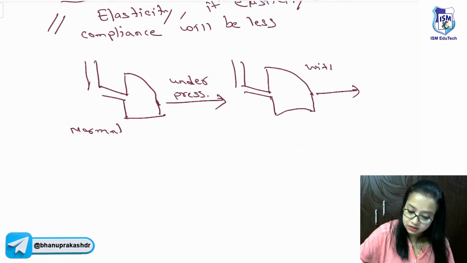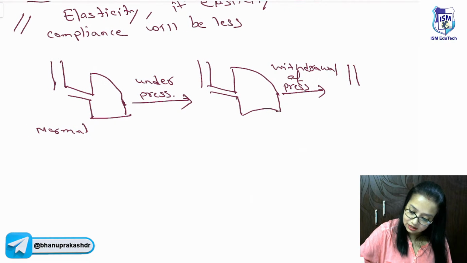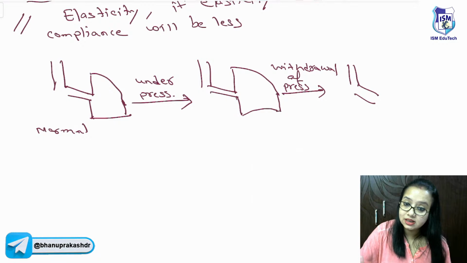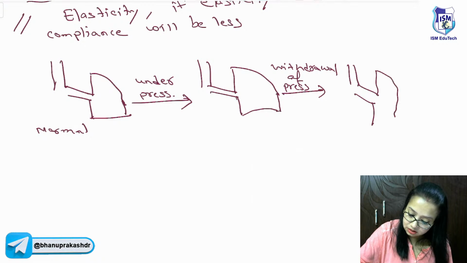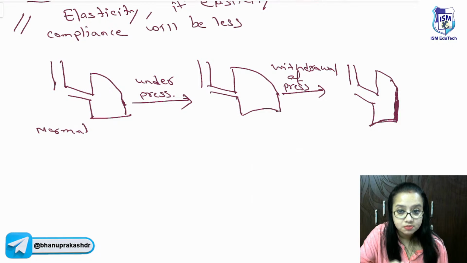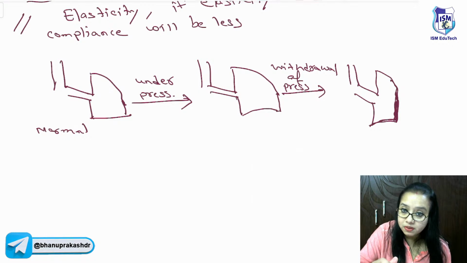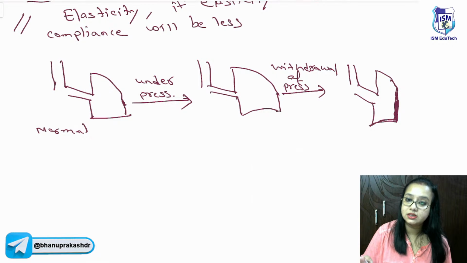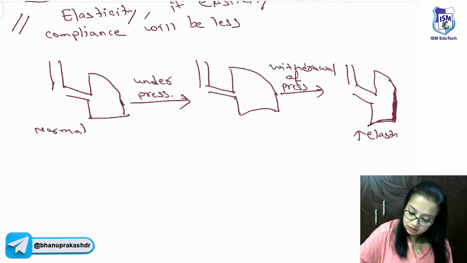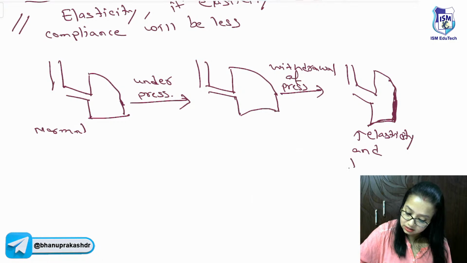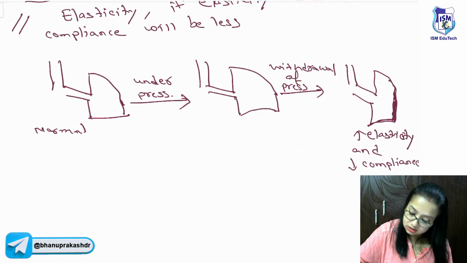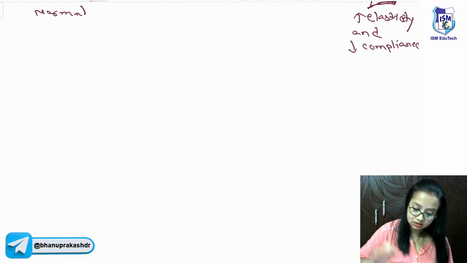Again, after withdrawal of pressure, means during expiration, the lungs should come back to its normal position like this. Instead, maybe due to some reason, the elasticity becomes more and the lungs come back more than its normal condition. That means the compliance has become less. Whenever there is increase in the elasticity, then the compliance becomes less. So here, more elasticity and decrease in the compliance. In certain clinical conditions, it happens. We will understand gradually. Okay, this is the compliance concept.